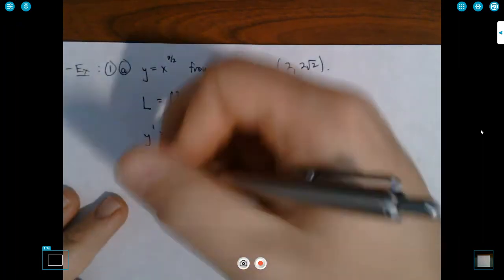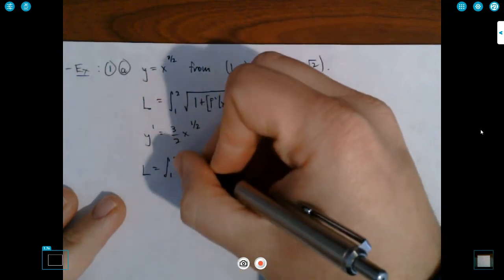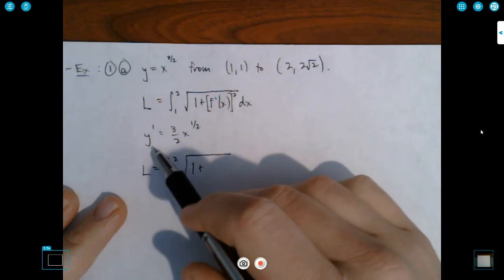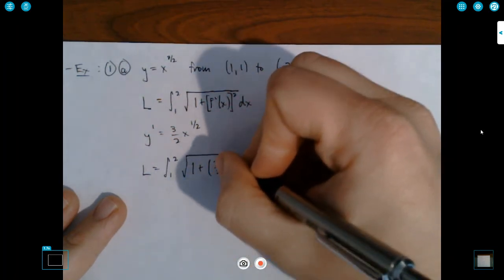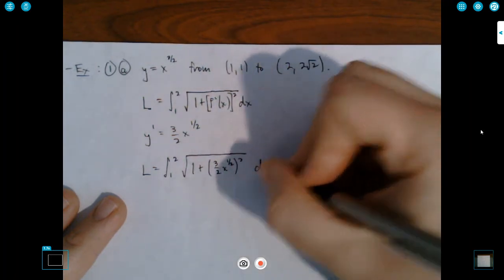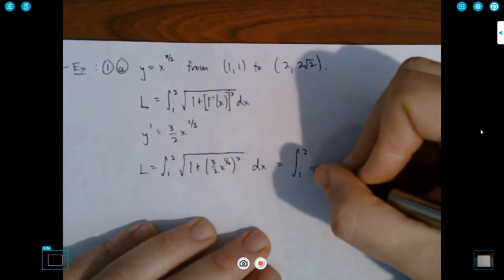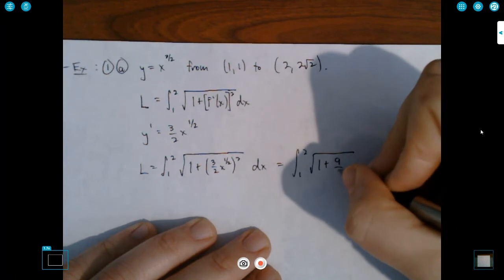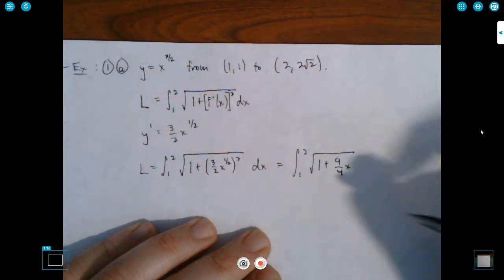So we're going to say L equals the integral from 1 to 2 of the square root of 1 plus y prime squared dx. So this would be the square root of 1 plus 9/4 x. Right? X to the 1/2 squared would just be x.